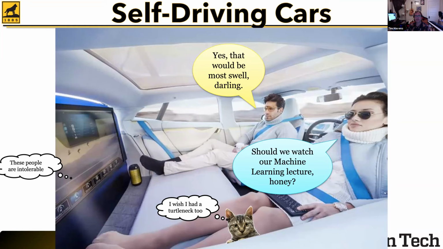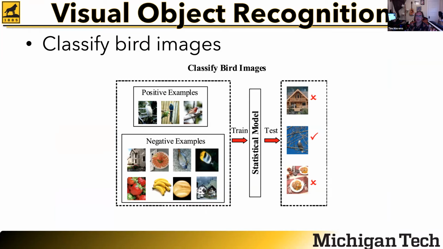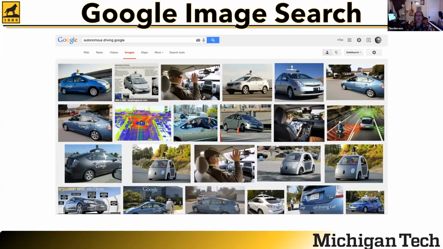Visual object recognition, classifying images. How can you take in images of birds and other things and then have some model that is able to tell the difference between a bird and a non-bird image? Deep learning is really the tool of the trade here. Google image search. How does Google take the keywords that you put into image search and then find those images? Not too long ago, Google looked for keywords beside images, and those would be the images that they would give you. Nowadays, Google doesn't care about keywords around images. They actually use the image content to determine, if you put in autonomous driving, which pictures come back to you.